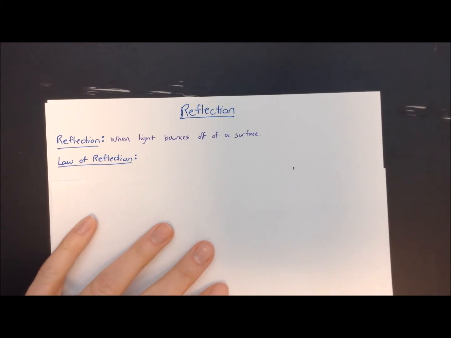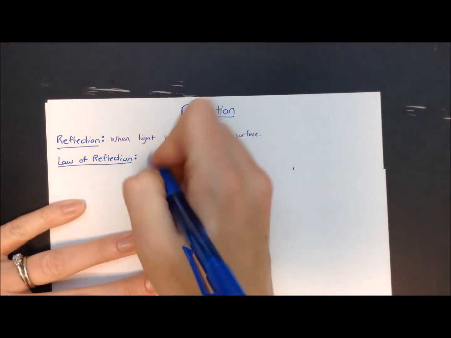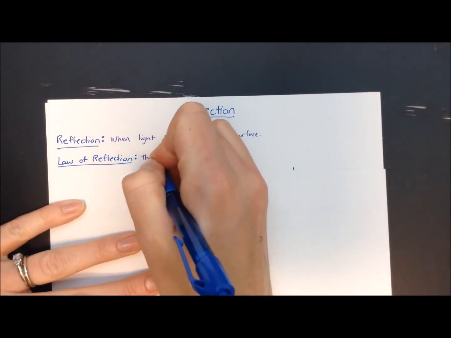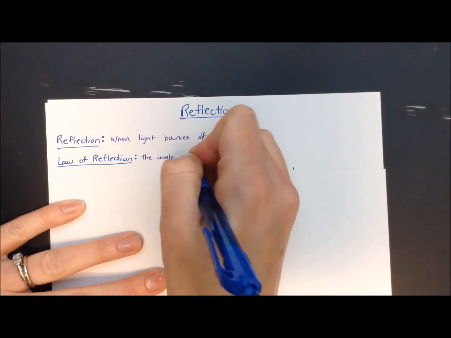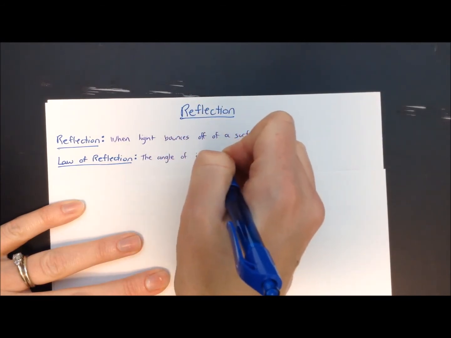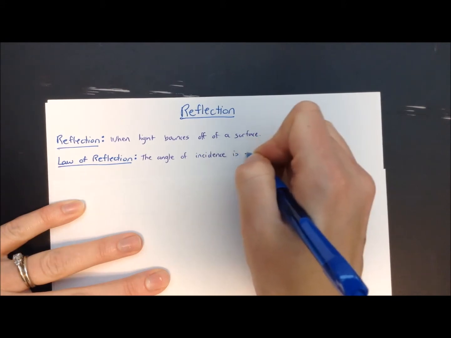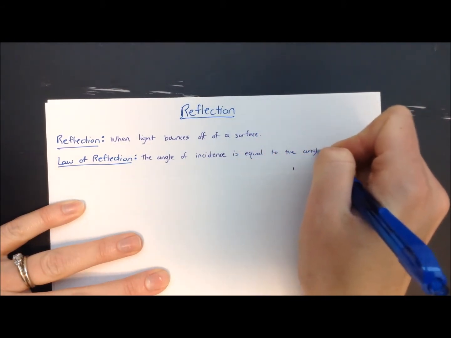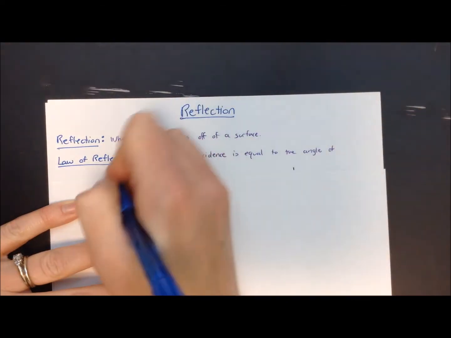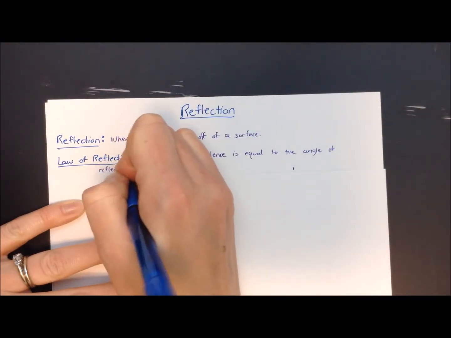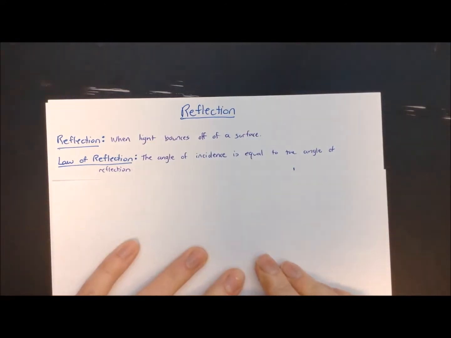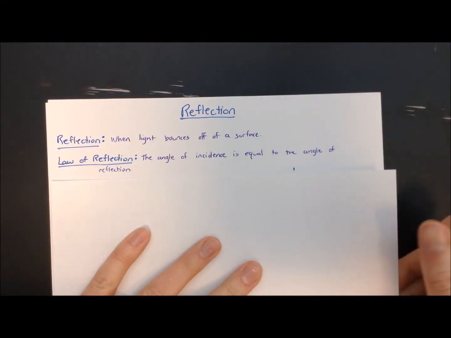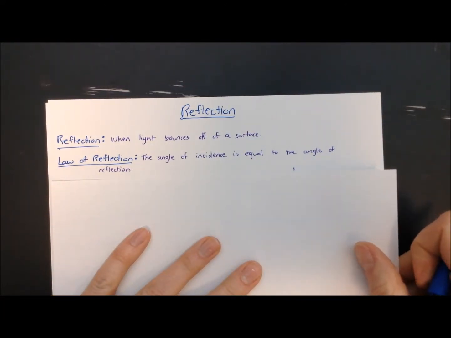Now there's this fancy law of reflection that doesn't have a pretty name, and it says that the angle of incidence is equal to the angle of reflection. And we found this out by doing that lab, the law of reflection, where we measured the angles, and it turns out they were the same.